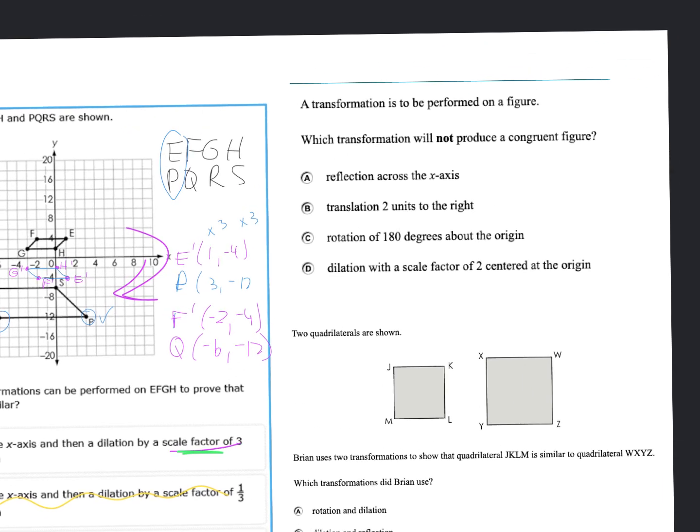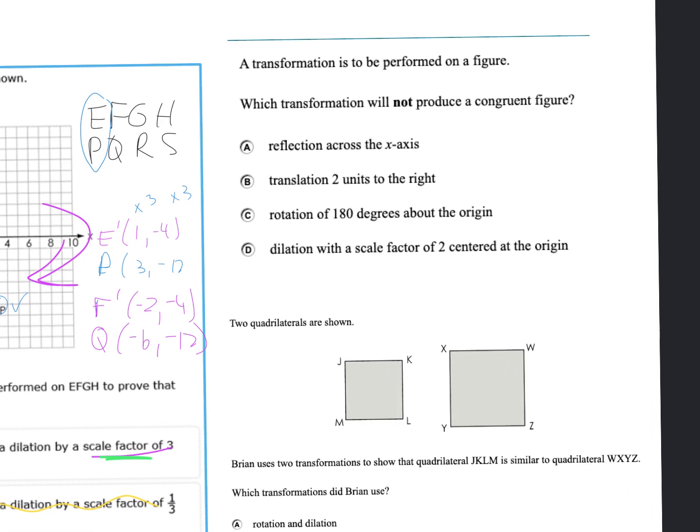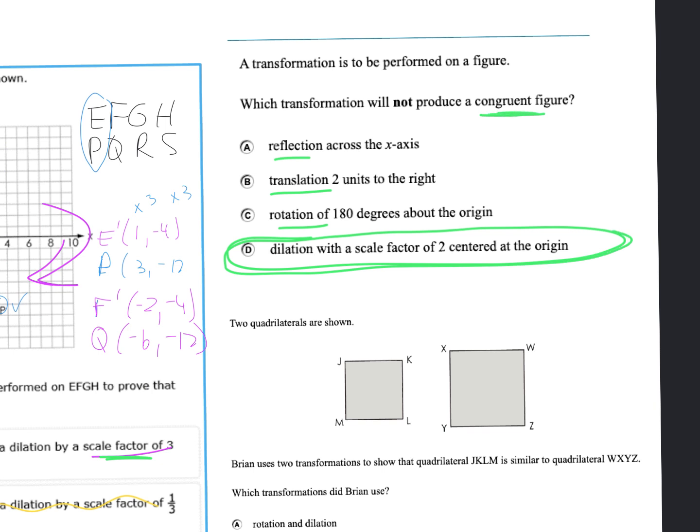All right, next, let's see. A transformation is to be performed on a figure. Which transformation will not produce a congruent figure? Well, we know reflections make congruent figures, so do translations and rotations. So the only one that does not create a congruent figure is a dilation, because those create similar figures.